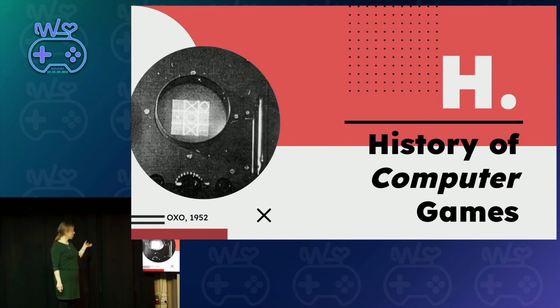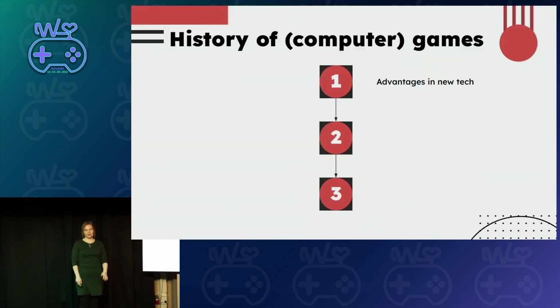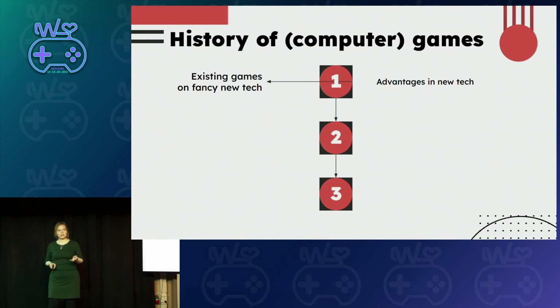And then a couple of years later, OXO, developed for studying human-computer interactions. So the first games just had tic-tac-toe basically on them. So we had these huge computers, but we just demonstrated their abilities using existing fancy games on this fancy new technology to demonstrate what it means to do algorithms or computing or anything like that.